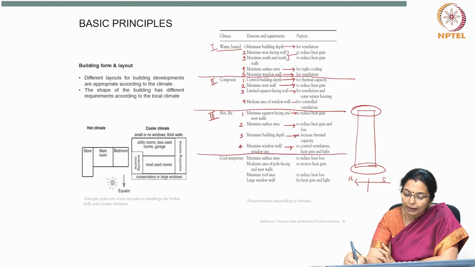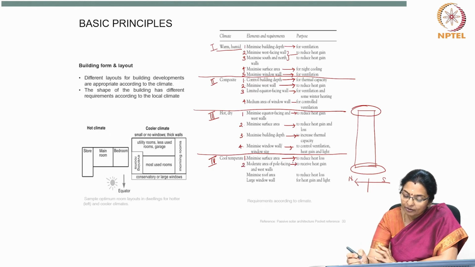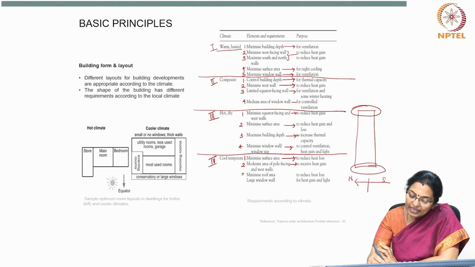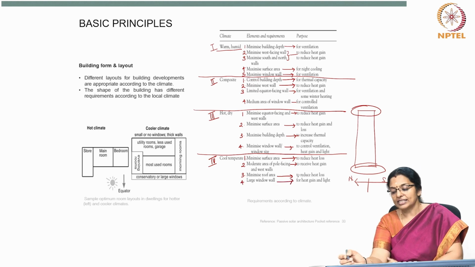For the cool temperate climate, you should minimize the surface area to reduce heat loss. A moderate area of pole facing and west walls should be designed to receive heat gain. The roof area must be minimized and that will reduce heat loss. You should have a large window wall for heat gain as well as light.